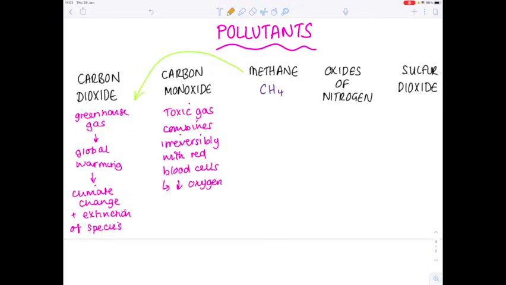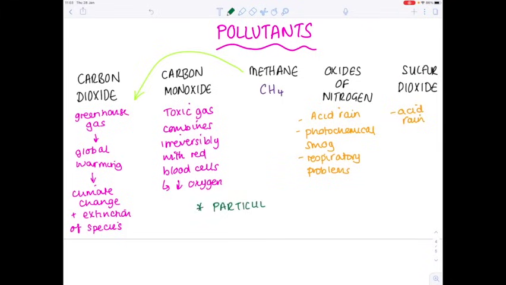Methane is a greenhouse gas, so everything we've written over here relating to carbon dioxide is again applicable for methane. Now, oxides of nitrogen lead to acid rain because those nitrogen oxides dissolve in rainwater to form acid rain with low pH. They can cause photochemical smog and respiratory problems. And then sulfur dioxide is another form of acid rain. One final thing to mention is particulates, which again tend to be caused by unclean fuel. These lead to increased respiratory problems and also increased cancers.